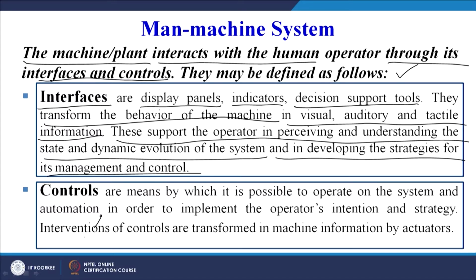Now interventions of controls are transformed into machine information by actuators. Whatever the lever has been pulled, through the actuator, the machine will be stopped. So these interfaces and controls are very, very important because they act as, you can say, the elements through which the control is exercised, or elements through which the man and machine interact with each other.